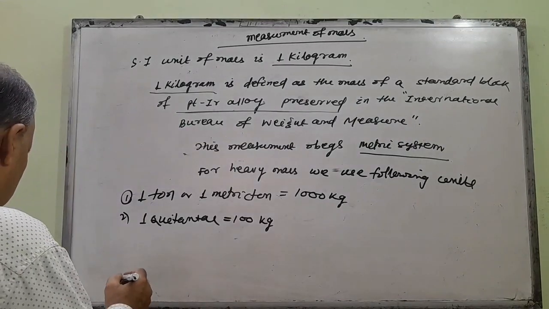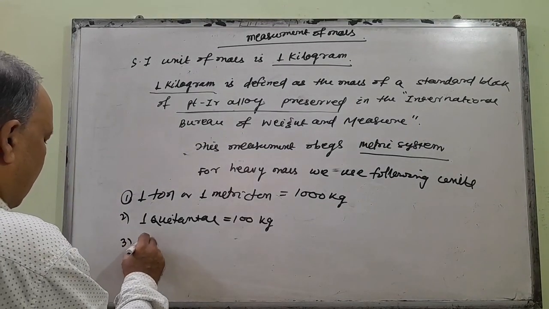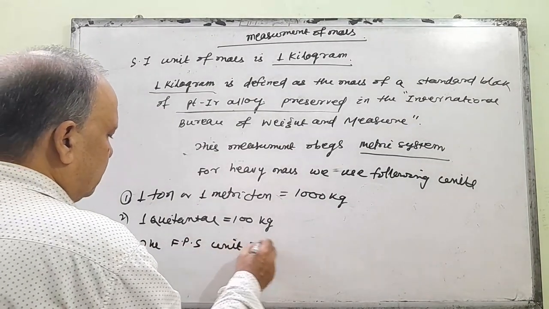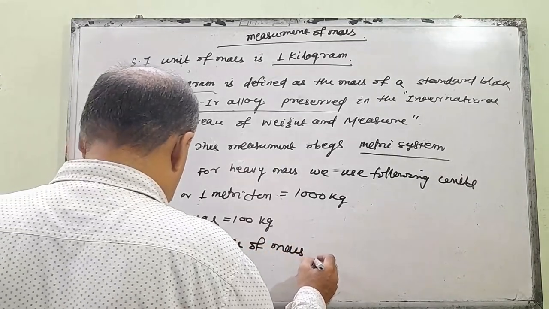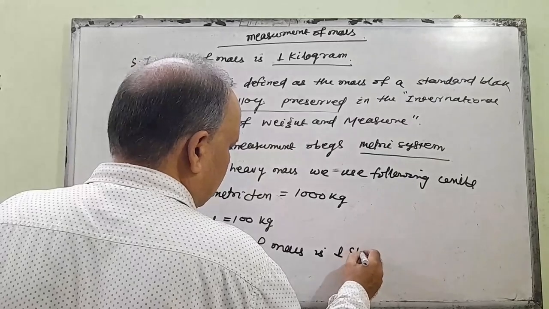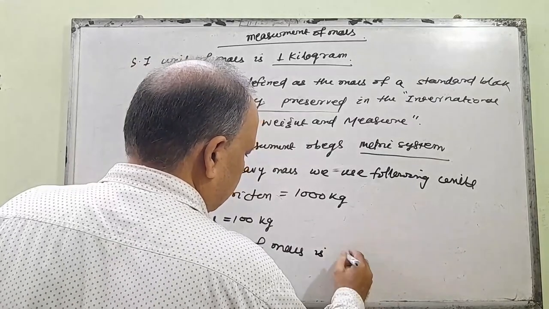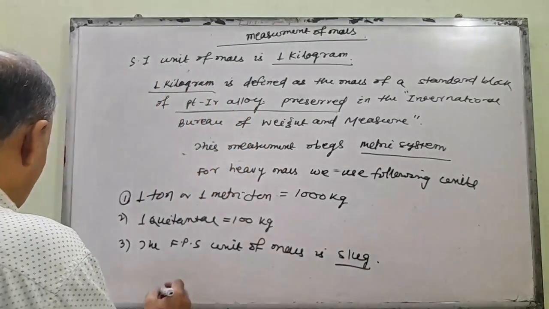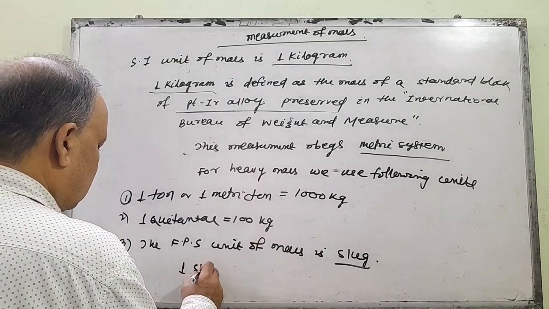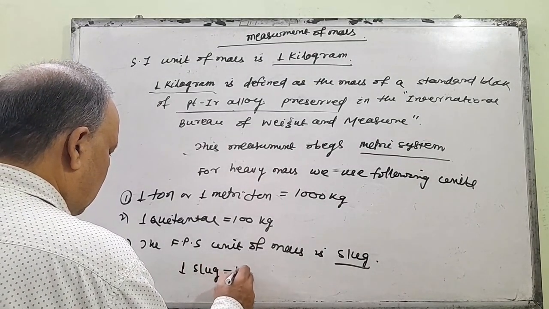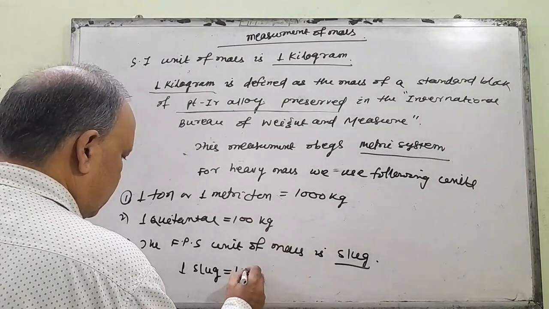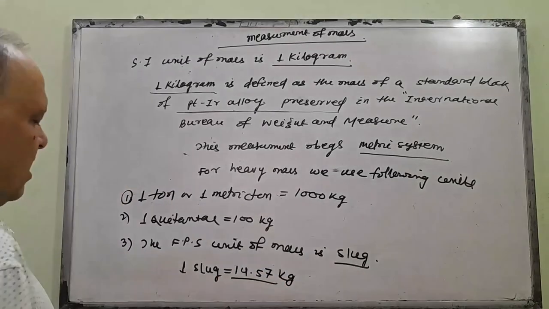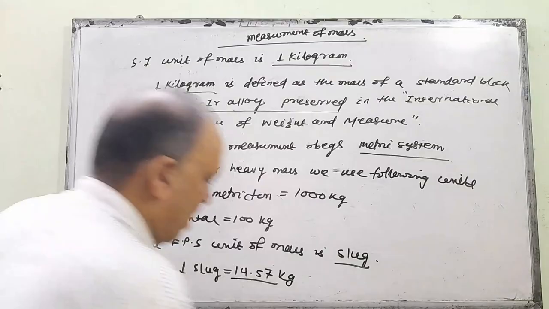Third, the FPS unit of mass is one slug. What is one slug? One slug is equal to 14.57 kg. You remember. A question will come: what is the dimensional formula of a slug? That means it is a mass.